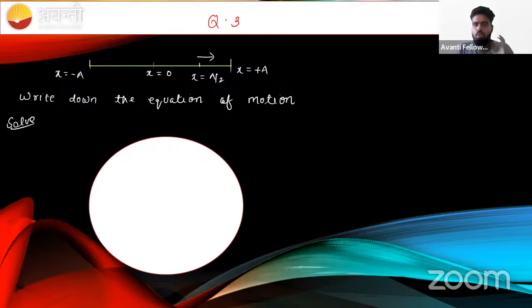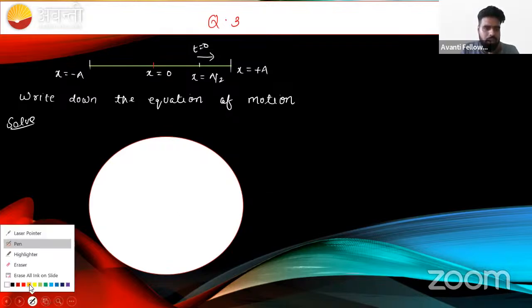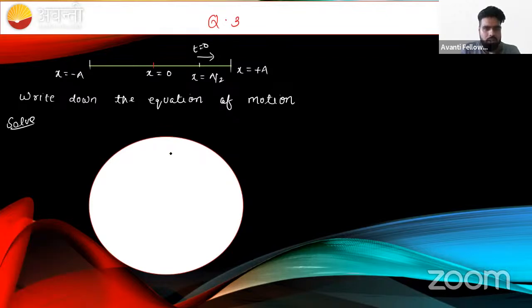How can we approach it, sir? Just see where our particle is at t equal to 0. Here the direction of the particle is the rightward direction, and this is our t equal to 0. So what is the equation of motion? How can we solve? We know that we just draw a uniform circular motion, and the amplitude of the particle is described by the radius.